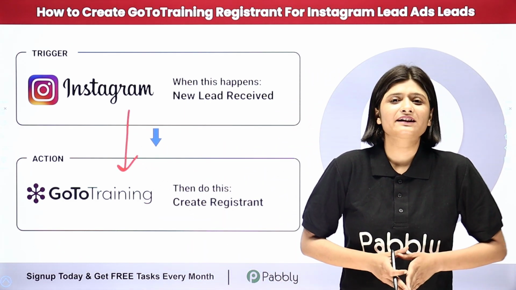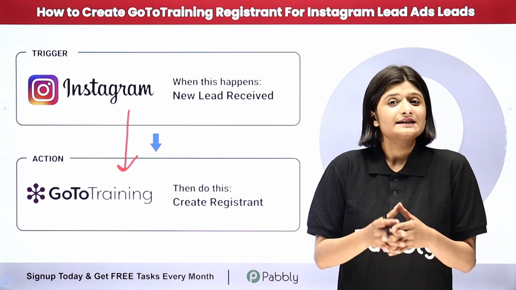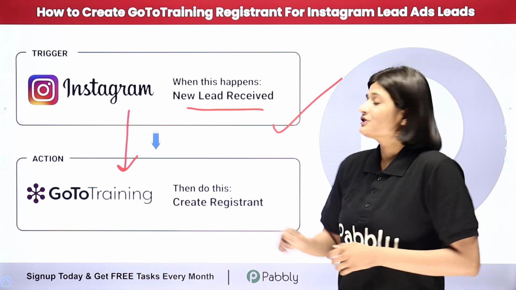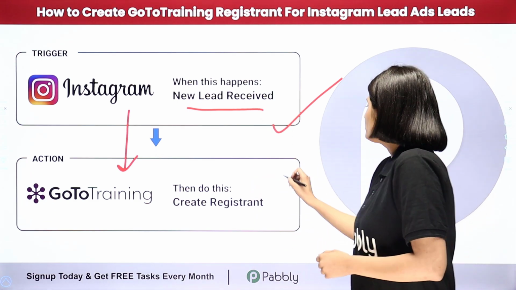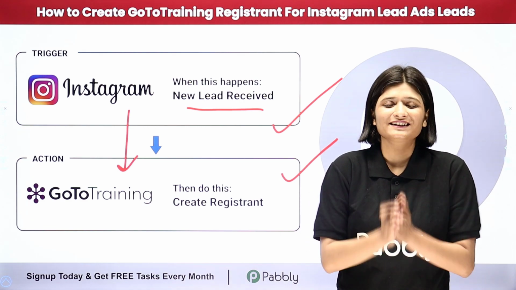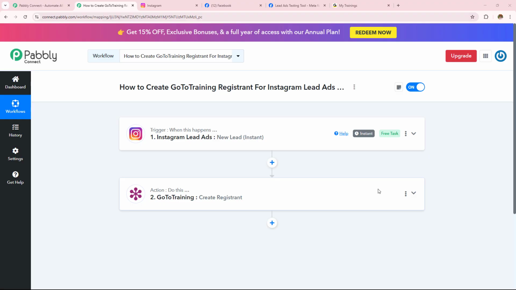With the help of Pabbly Connect, I am going to build this connection in such a way that whenever I receive a new lead in my Instagram lead ads, a registrant will be automatically created in my GoToTraining account. Now, if you want to learn this amazing automation step by step, then let me take you all to my screen. In this video, we are going to see how to create a GoToTraining registrant for an Instagram lead ads lead.